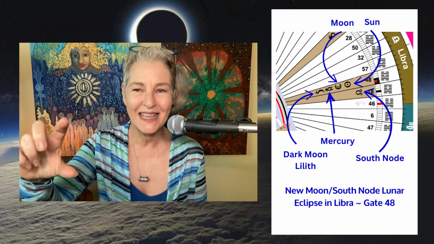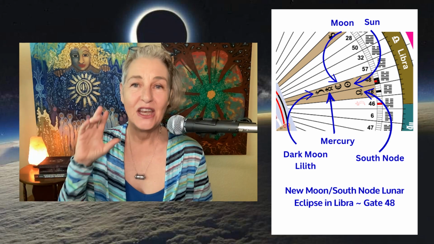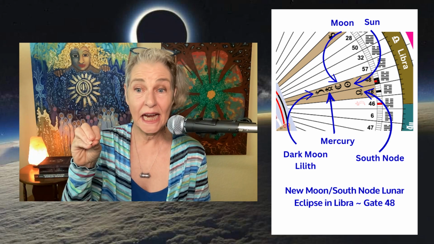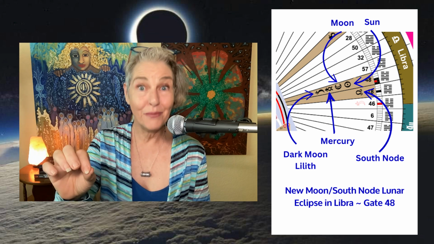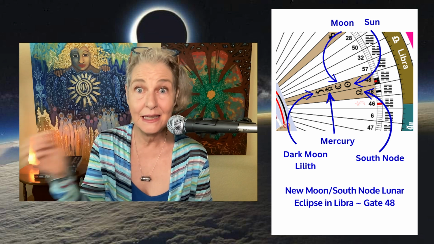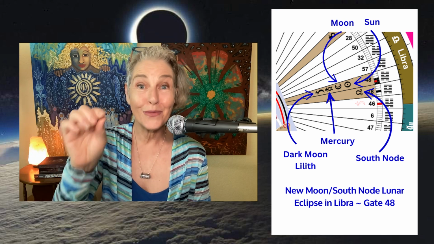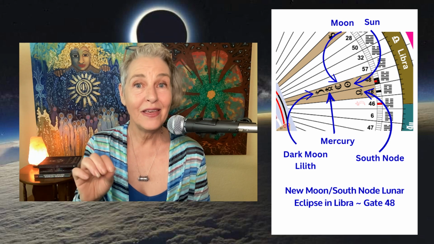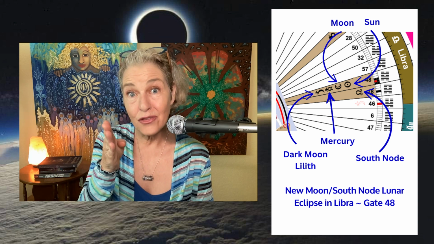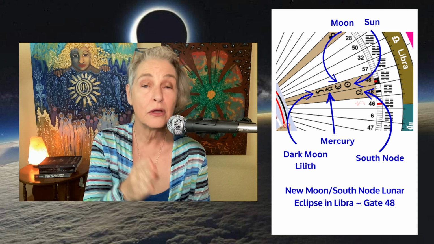I pulled this piece out from the mandala because I knew that there were a lot of things congregating here. And you can see that there's the sun and there's the moon, which is what we would always expect for a new moon. But we also have Mercury there. And then we also have Lilith, the dark moon. And not only that, we have right next to it the south node. So this is a south node lunar eclipse.